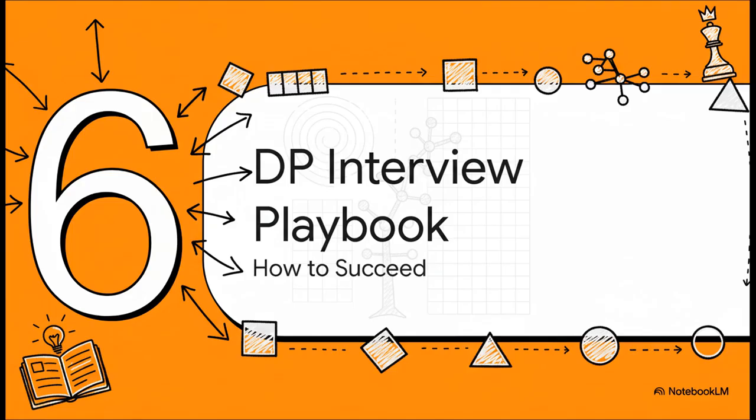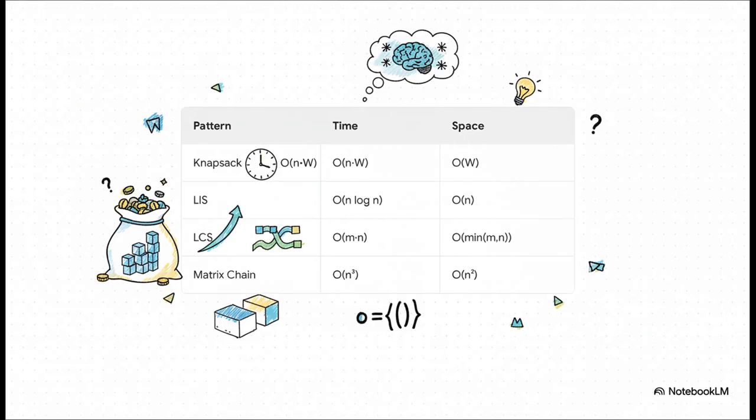Phew, okay. We have covered a ton of ground. So the big question is, how do we take all this knowledge and turn it into a concrete, practical playbook that you can use in your next coding interview? Let's start with a little summary. Think of this table as your DP cheat sheet. It gives you the typical time and space complexities for these core patterns. Knowing these cold is a massive advantage. It lets you sanity check your approach on the fly.